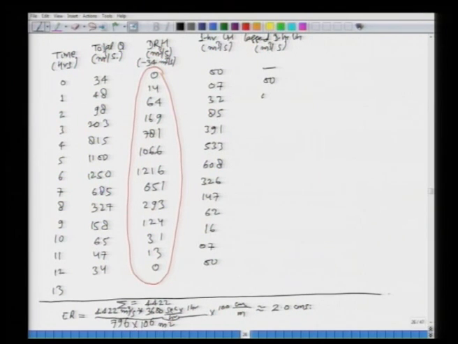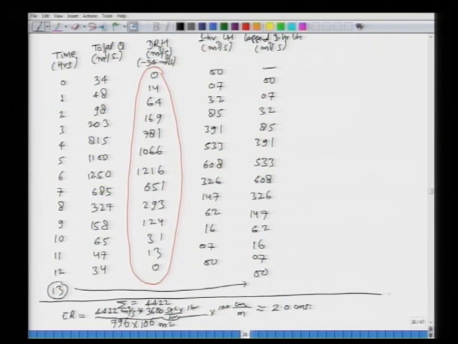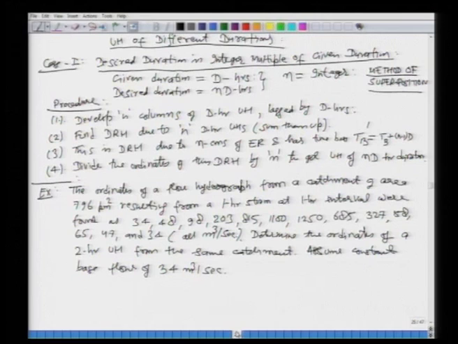So, you have 0, 07, 32, 85, 391, 533, 608, 326, 147, 62, 16, 07, and then the last one will be 00, and it will go up to 13th hour. This guy will be at 13th hour. So, if I go back to my procedure which I had given to you, you look here, we have to develop the n columns of d hour duration. This is the first step. That is what we have done.